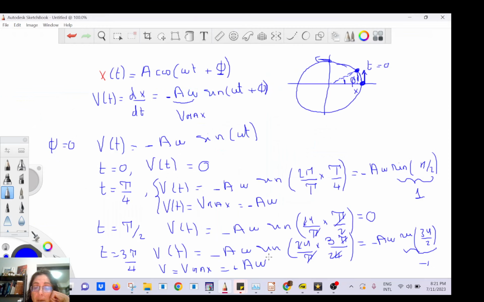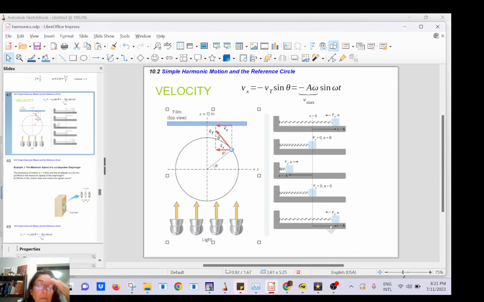Finally, when you have t equals a full period, you're going to have minus a omega sine of 2 pi over T times T, and sine of 2 pi equals 0. So we are back here. So just for you to understand how it works with the sine and the cosine. Okay?